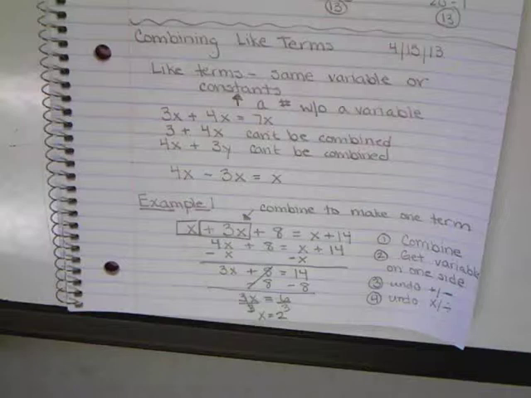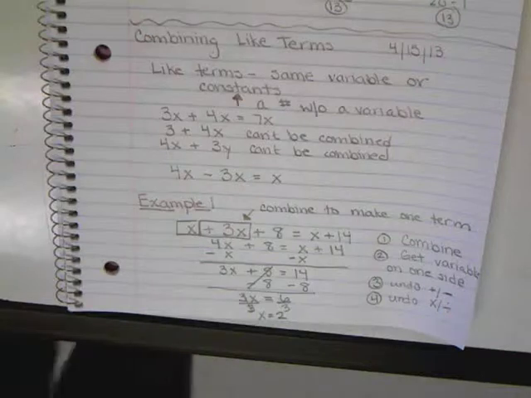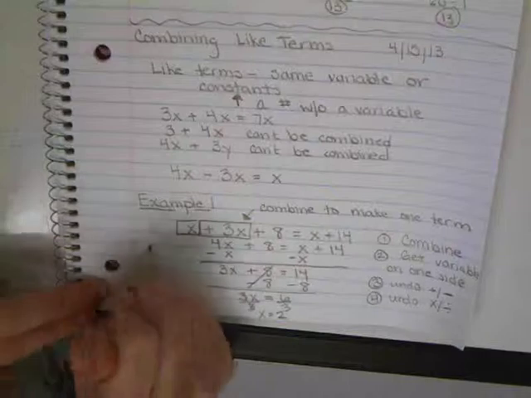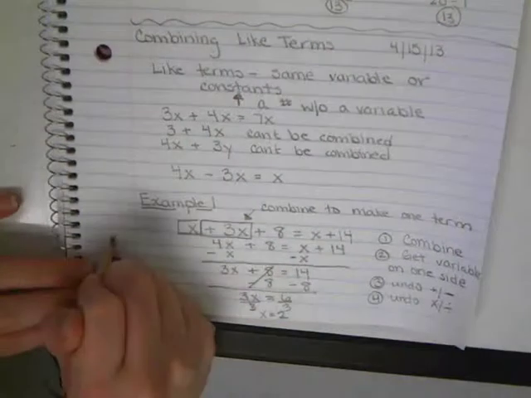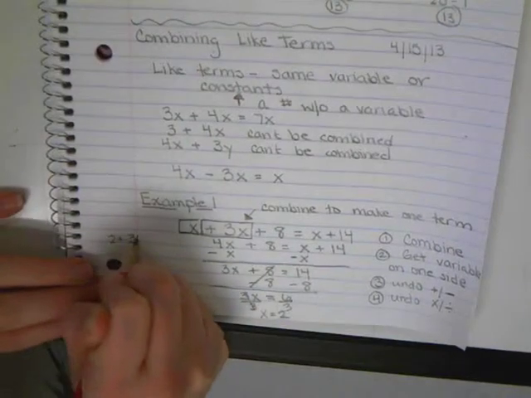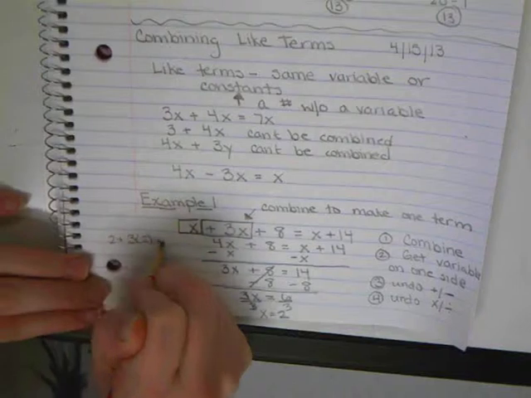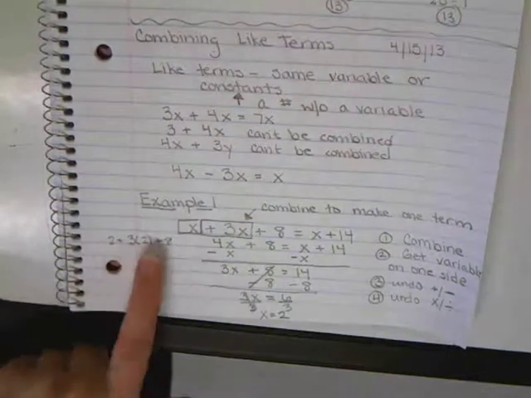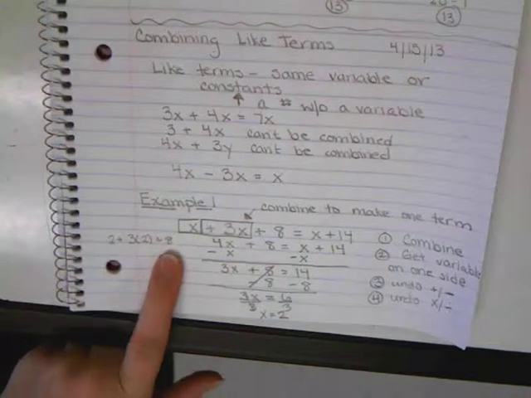How do I check it? Slot in the 2. We like to call that substituting. Okay, so we're going to substitute in the 2, so I'm going to do this side first. Wherever there's an x, I'm going to put a 2. 2 plus 3 times 2 plus 8. All right, so 2 plus 3 is 5, 5 times 2 is 10, and 10 plus 8 is 18, right?